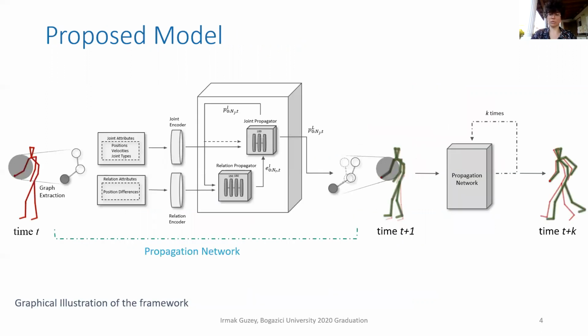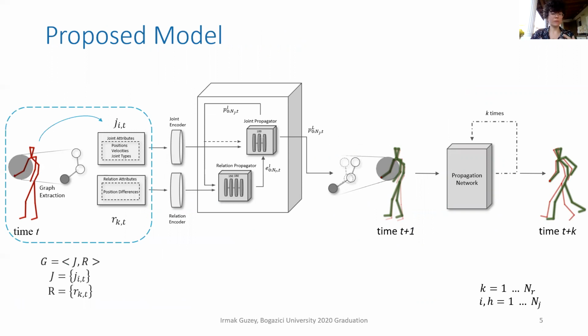This is a graphical illustration of our framework, and as you can see, propagation networks are the core mechanism of our framework. Now, in the environment, we represent the human body with a graph structure where nodes represent the joints and the edges represent the relations between them.